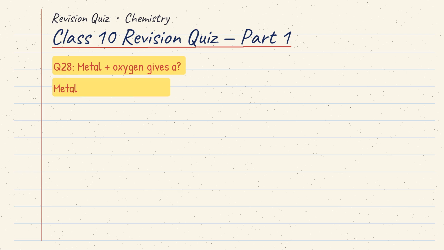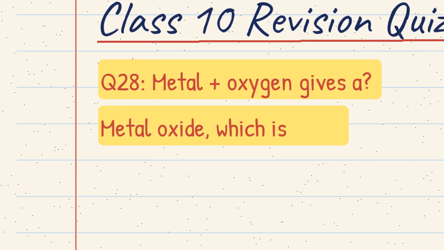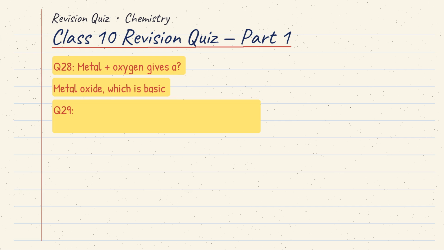The answer is metal oxide, which is basic. For example, magnesium oxide. Question 29. The most reactive metal in the reactivity series? Pause and think.